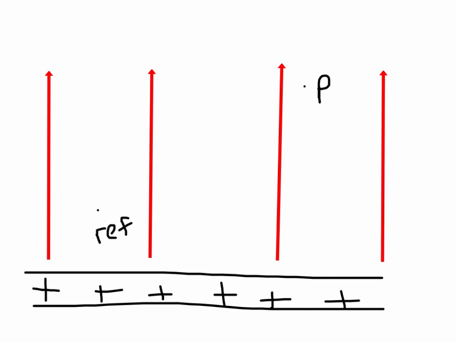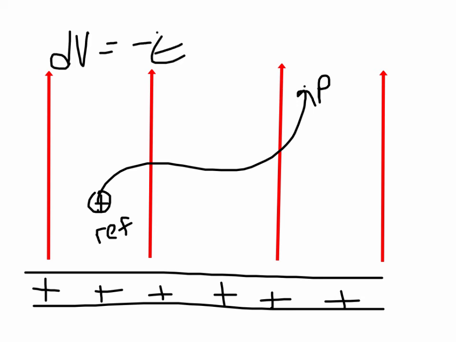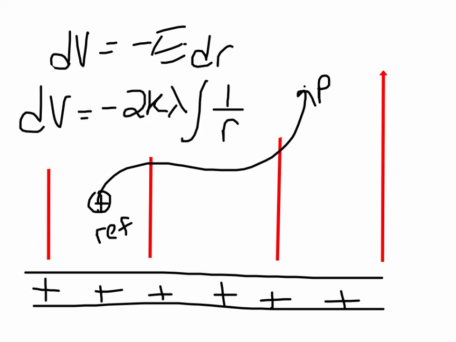First thing I can say is that I know moving a positive charge from the reference point to point P is going to decrease my voltage. How do I know that? I'm moving with the electric field. If I move with the field, I decrease my energy. So if I want to write this out, I know that dV is equal to negative E dot dr. And this time I know my electric field for a line of charge, and I'll be left with a 1 over r dr from my reference point all the way to point P.